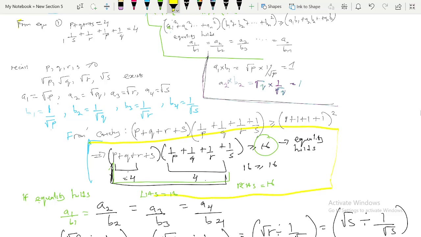Because the first direction was actually more difficult to prove. Once we showed that P equals Q equals R equals S, and once we established that P equals Q equals R equals S equals 1, the rest actually followed very easily. We just had to manipulate and all that.